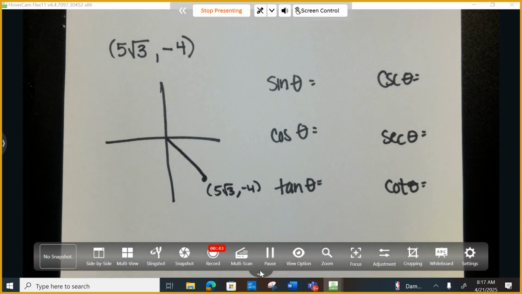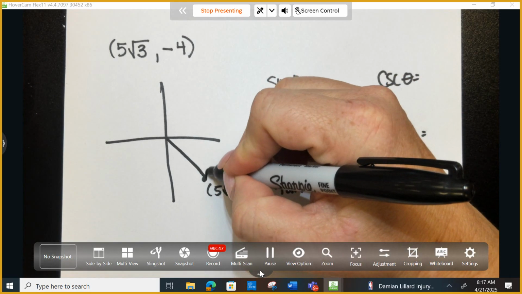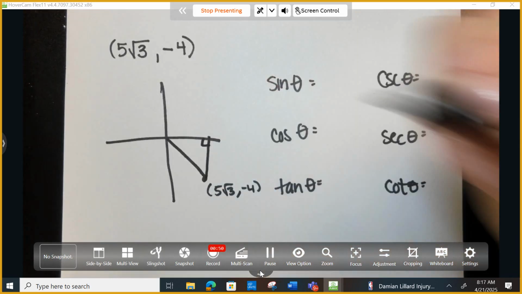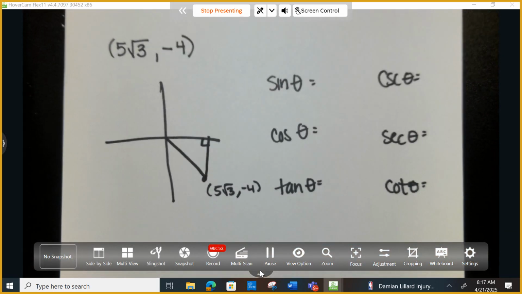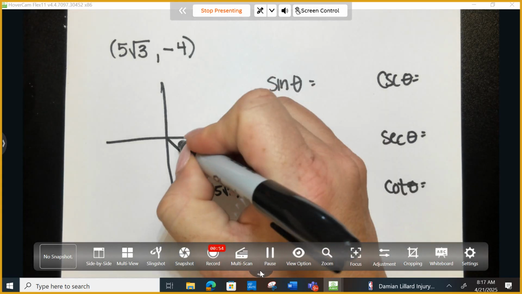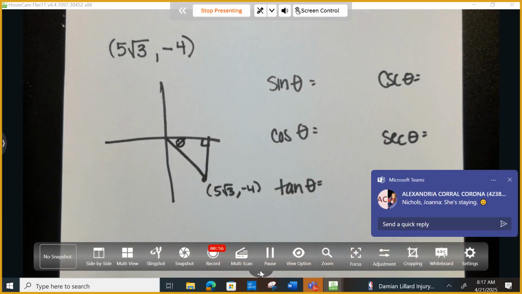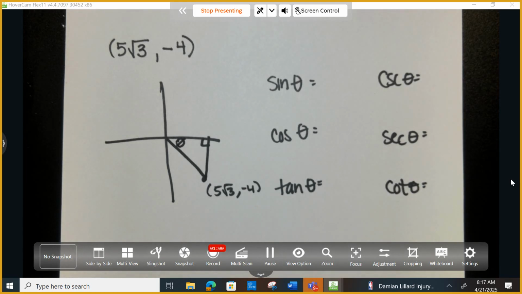And now the key, as we learned, is we're always going to go back up to the x-axis, making that 90 degrees. The angle closest to the origin will be the angle that I'm going to evaluate for the 6 trig functions. So in order to evaluate 6 trig functions, we need to know 3 sides of a triangle. And we know 2 of the 3 right now.